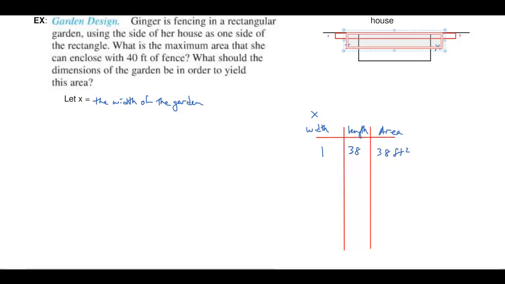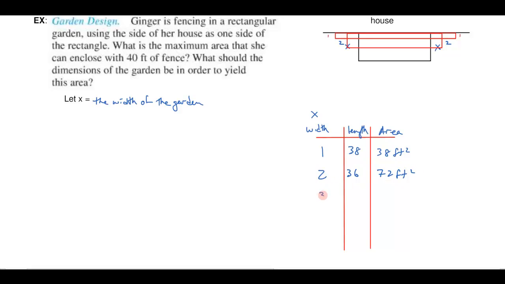Well, she could also make it a little bit wider, maybe something like this. Let's suppose that it was 2 feet on each end, so you'd use up 2 feet and 2 feet. If the width was 2 feet, then you're going to have to subtract off 4 feet from the 40. That would leave you 36 feet. And then the area would be the width times the length, which would be 72 square feet.